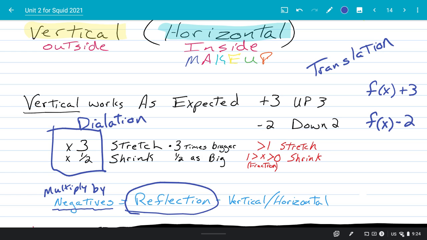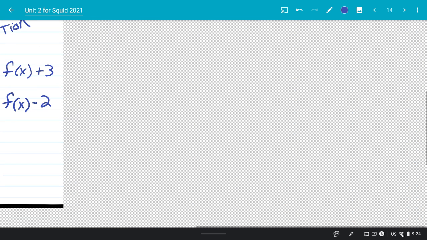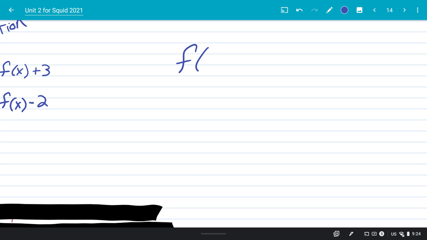I'm pausing, waiting for you guys to get finished with writing that down because I want to go through an example here. You ready? Okay. Let's say I have a function like this. That's the parent function of a quadratic. It's a very simple form. Are you with me?